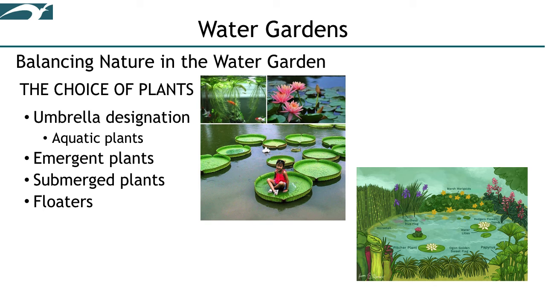Balancing the nature continues. It is very important to choose your plants carefully for your water gardens. You have an umbrella designation effect. Aquatic plants. Once you've gotten your aquatic plants, you want to make sure you have those that are going to be the emergent plants next. And what will be your submergent plants, and how will you have your floater plants within your water garden to sustain it?